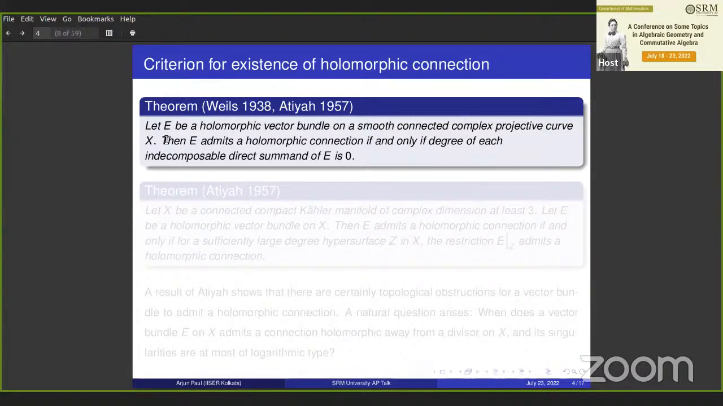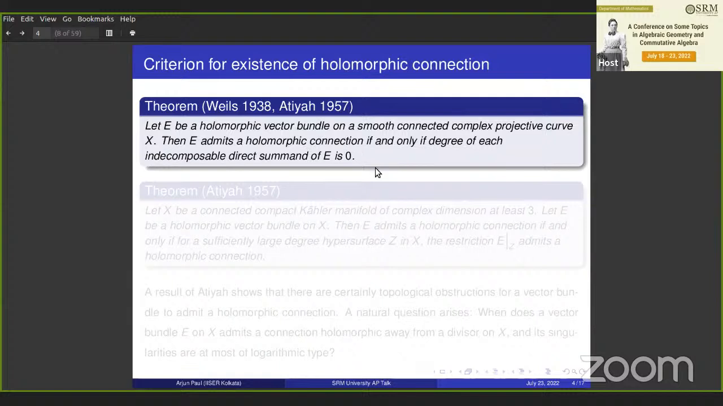So suppose X is a complex projective curve, or equivalently a compact Riemann surface, and let E be a holomorphic vector bundle on X. Okay. Then the theorem says that E admits a holomorphic connection or algebraic connection if and only if the degree of each indecomposable direct summand of this vector bundle E is zero. So degree is basically a topological invariant. This is defined by the first Chern class of this vector bundle. So this is a quite well-known result, a classical result.